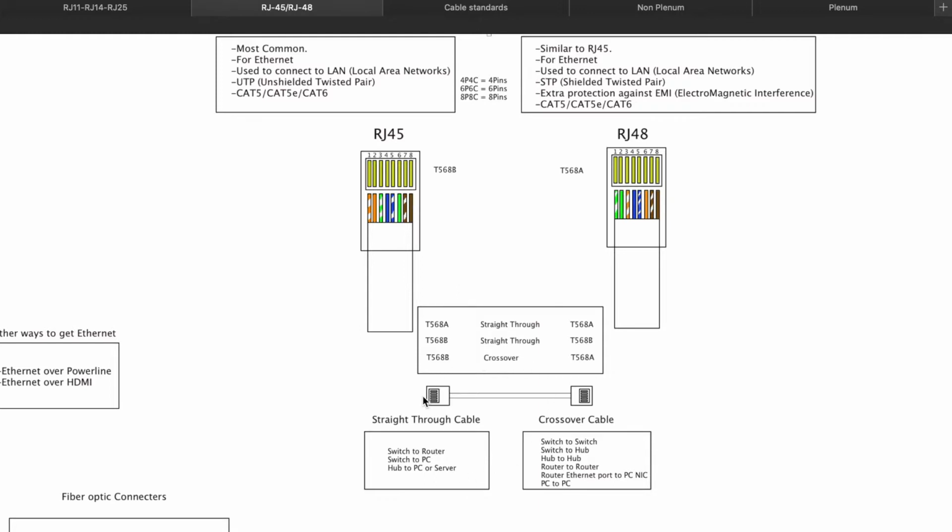Now, if you have a T568B on this side and a T568A on this side, if they're not alike on each side, then you have a crossover cable. And those are for devices that are alike. So if you're trying to connect a switch to a switch, then you want to have a T568B here and a T568A here, or vice versa. And you can connect a switch to a switch, a hub to a hub, a router to a router Ethernet port, a PC NIC, or a PC to a PC.